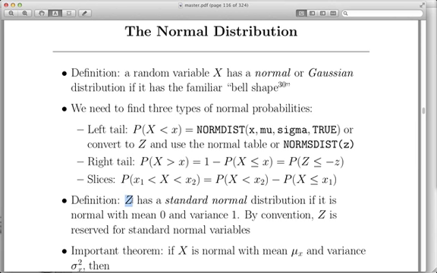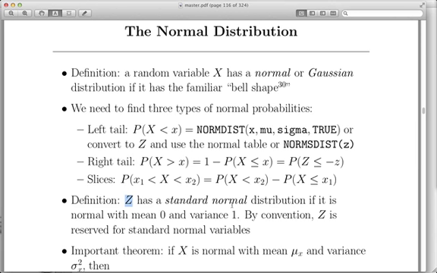Now, why have this standard normal curve? Well, in the olden days, we would have one table in a book. One table for evaluating normal probabilities in a book, and we couldn't have a table for every possible normal curve with every possible mean and every possible standard deviation. So it turns out that you can take any normal curve and convert it into a standard normal curve.